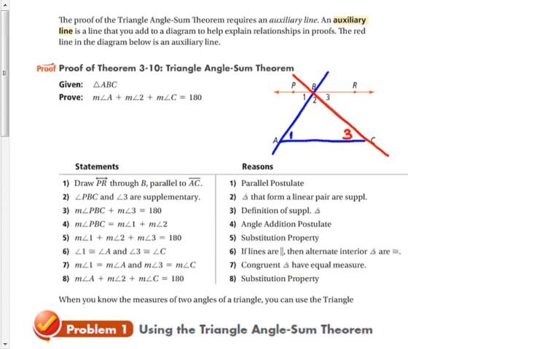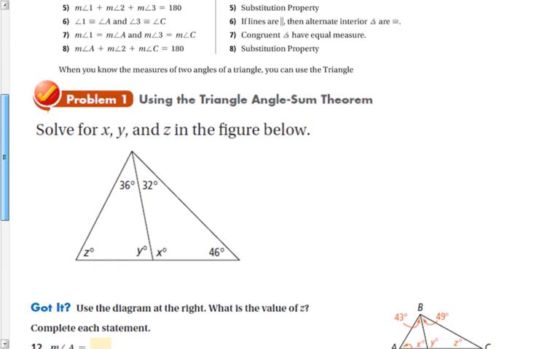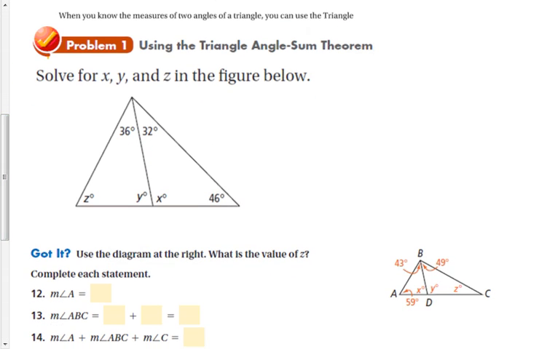And so these three angles together make a line, which is 180 degrees, and they're the same as these three angles. So that's where this proof is coming from. You can study it to try and get to know it a little better. But we're going to go ahead and use the triangle angle sum theorem here to figure out some missing measurements.